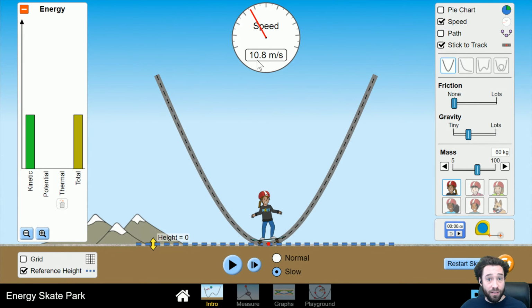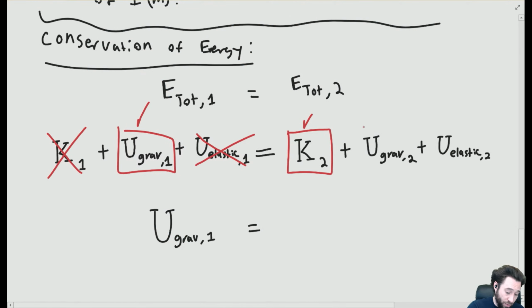Is there a distance from the ground to my object? The ground in this case is this dashed blue line. The object is referring to the red dot. That's our point of reference. Is there a distance between the two of those? In this case, the answer is no. So we do not have gravitational potential. So gravitational potential goes away.